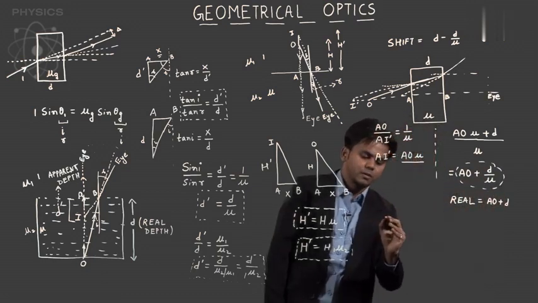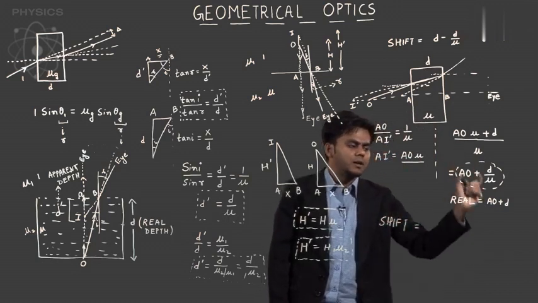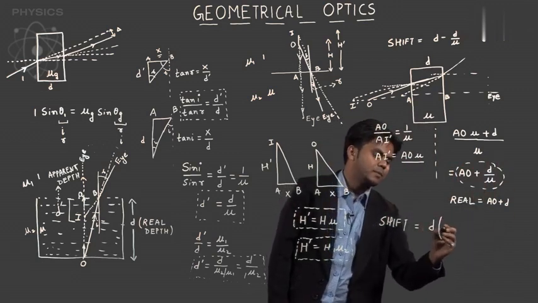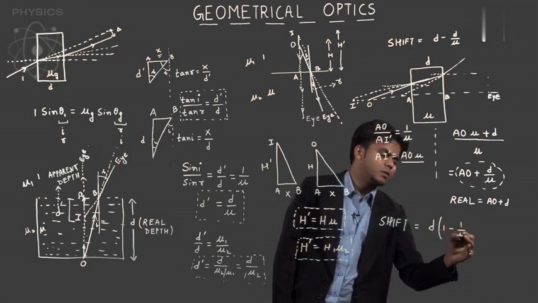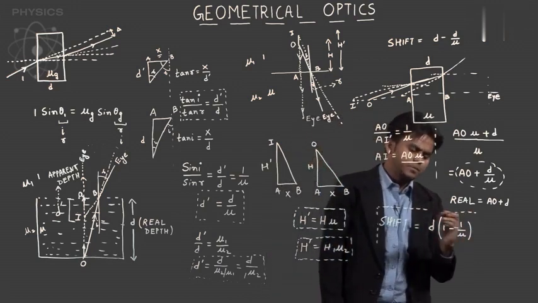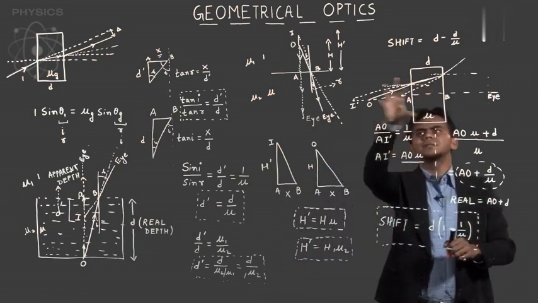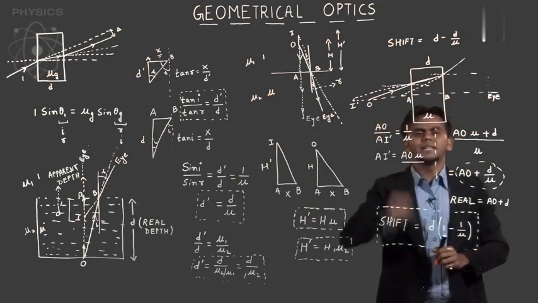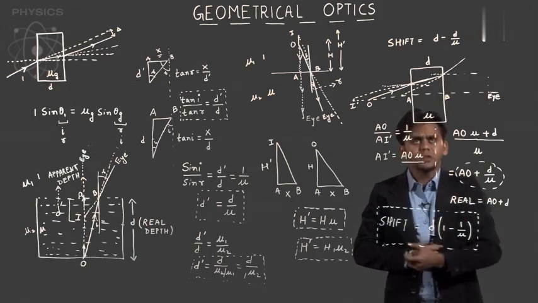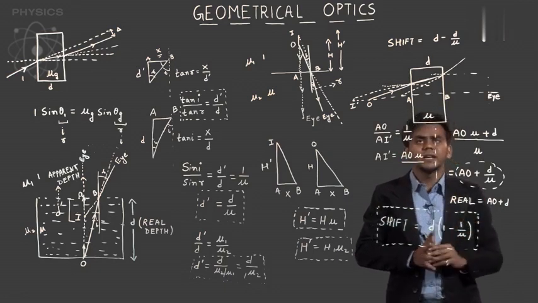So shift would be equal to my real minus apparent. If you just subtract these two things, what you would get is D times 1 minus 1 by mu. So the same formula comes over here. Unknowingly, we have done a remarkable thing. No matter where we keep this glass slab between the eye and the object, my shift would be the same quantity: D, the thickness of the glass slab or whatever the medium it is, it could be anything, times 1 minus inverse of the refractive index of the glass slab.